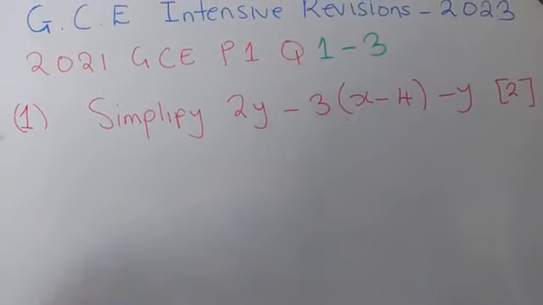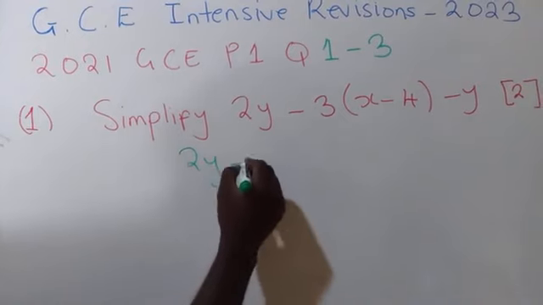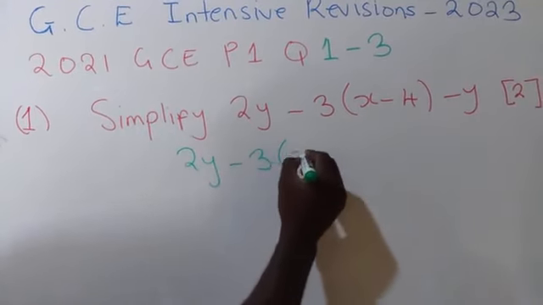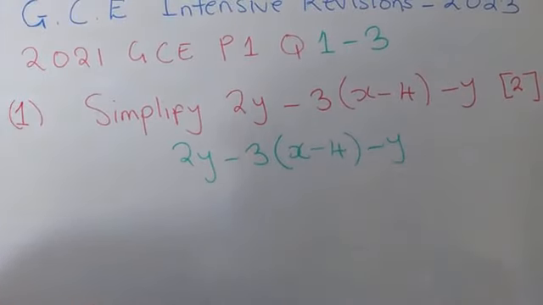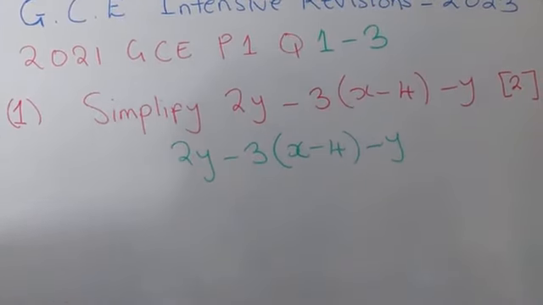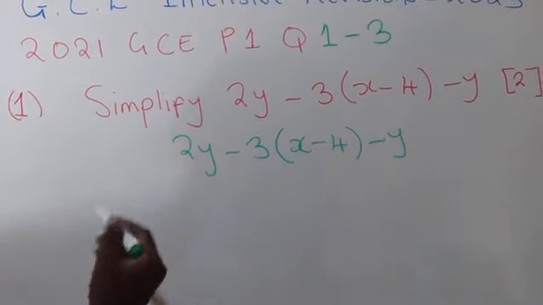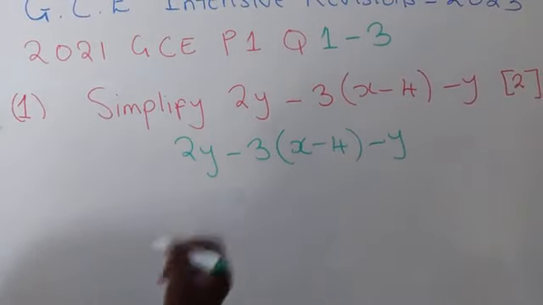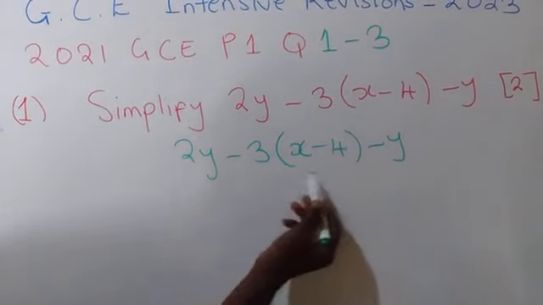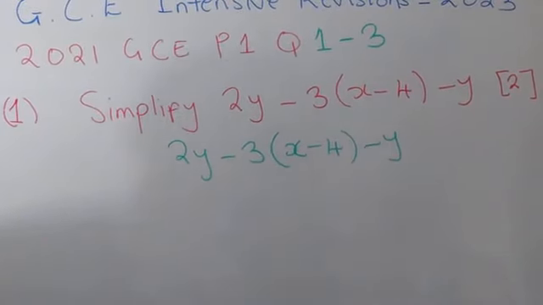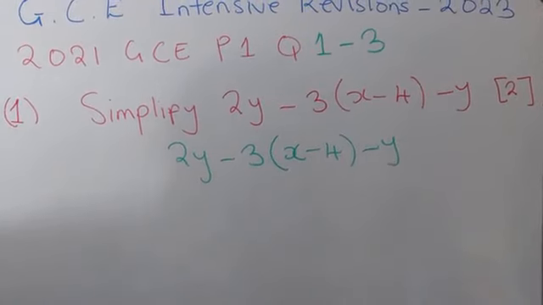So let's see how best we can simplify this. I'm going to write the question: 2y minus 3(x minus 4) minus y. So the very first thing that we can do, look at the question that we are presented with. The question is saying simplify, just to make this expression very simple. Here you can see you have brackets, and whenever you have brackets, you have to work out what is in the brackets first.